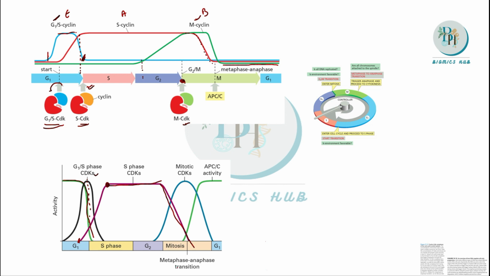Now comes the mitotic CDK. This mitotic CDK is activated in the G2 phase. Here we can see the elongation of this peak. When everything is ready, the APC, that is the anaphase promoting complex, is also activated in the mitosis phase. This was a graph of the cyclins as well as the CDKs which are activated.